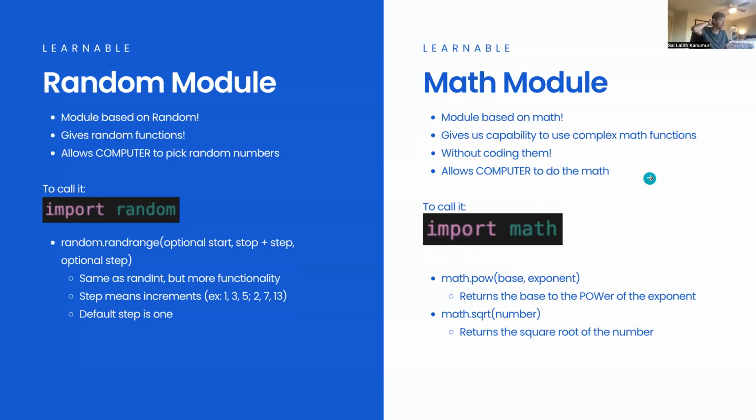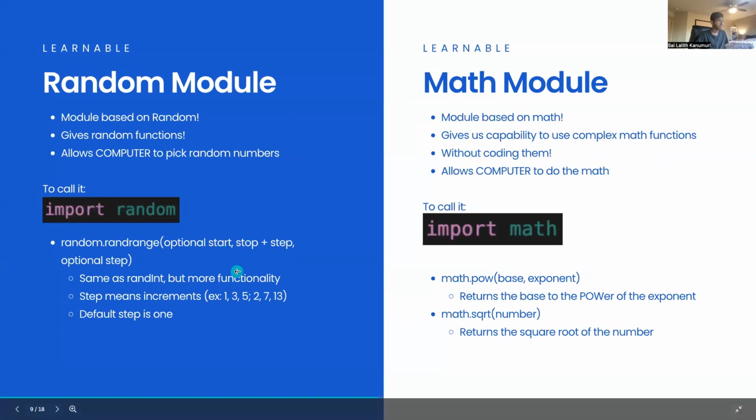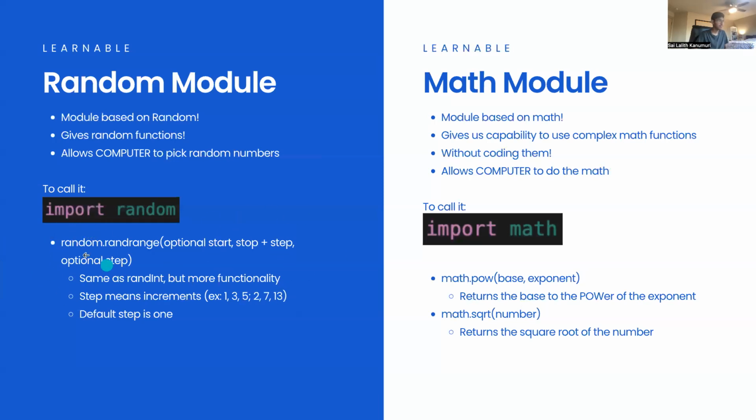And now we're going to modules. There's a random module and a math module. The random module is based on random and gives random functions. To use it, you simply import random. Then we discussed the function randrange. randrange has an optional start, a stop, and then a step. It's the same as randint, if you remember, but it has more functionality.